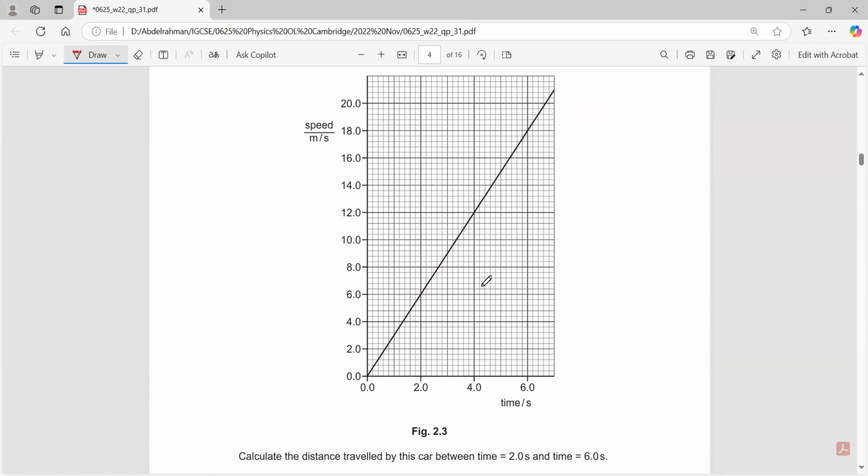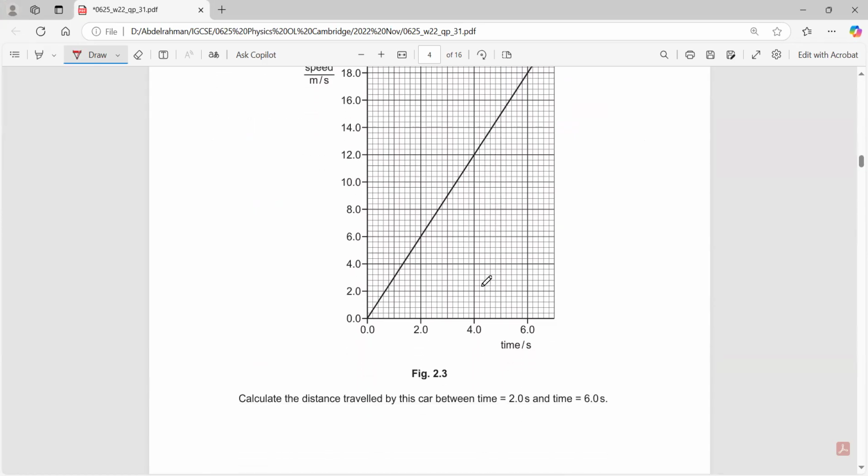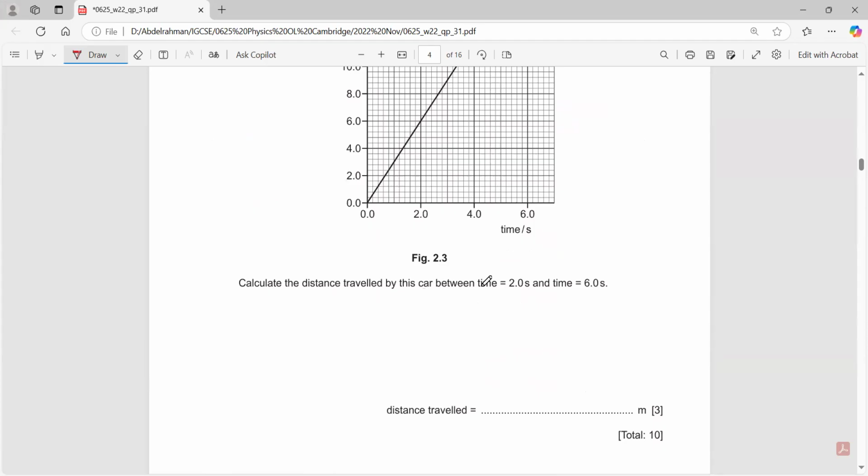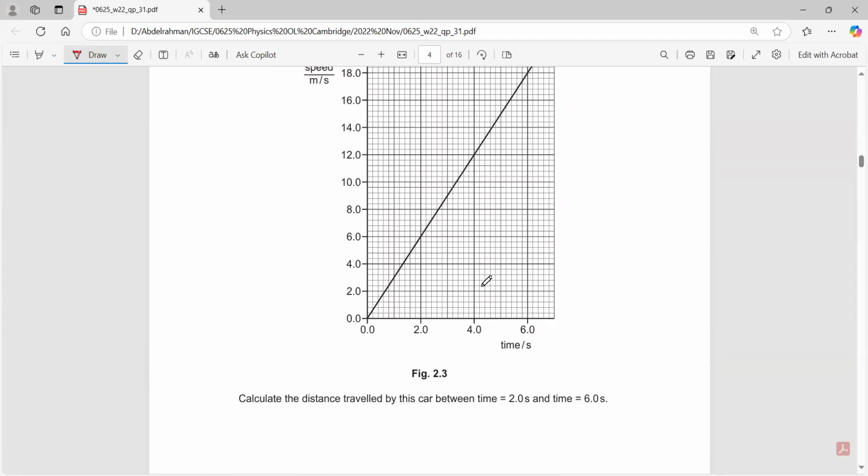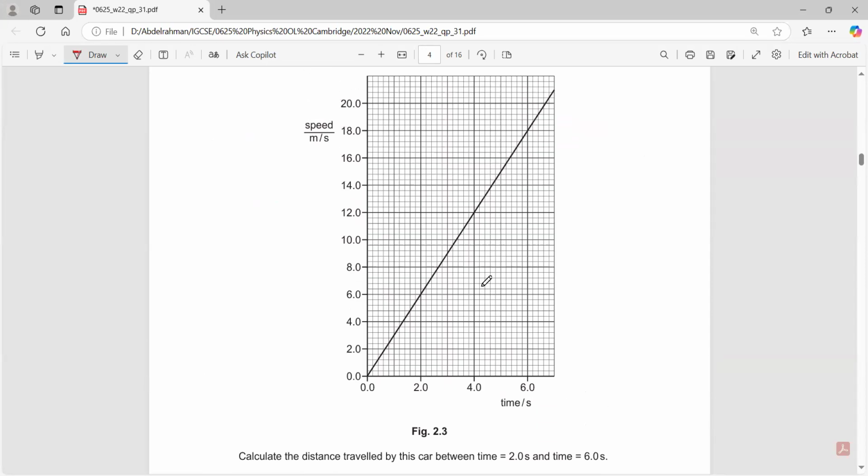Figure 2.3 shows a speed time graph. Calculate the distance traveled by the car between 2 and 6. Not the whole distance. He doesn't want the whole distance. He wants the distance traveled from 2 seconds to 6 seconds.